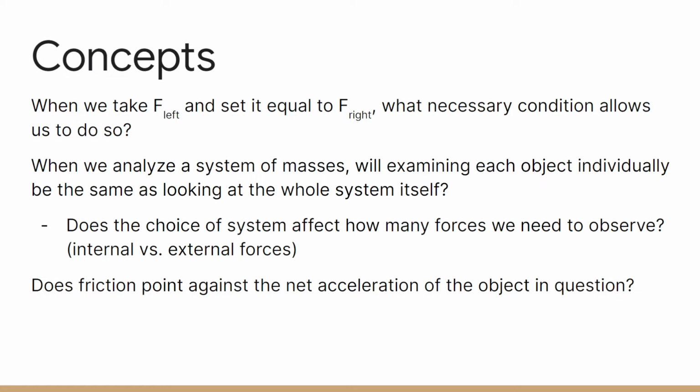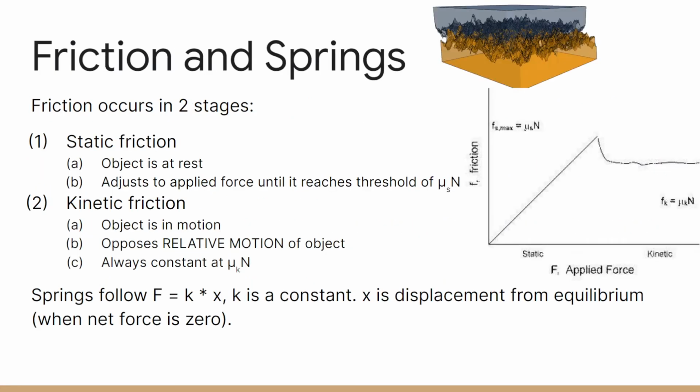Sometimes the object could be moving backwards but then accelerating forwards. And in that case, friction does point forward, the same direction as the acceleration, believe it or not. So just be careful when you're dealing with problems that ask for friction, because you're going to need to get the direction correctly.